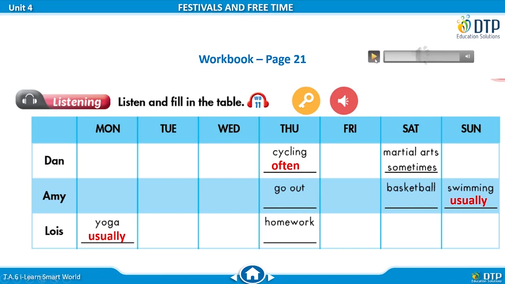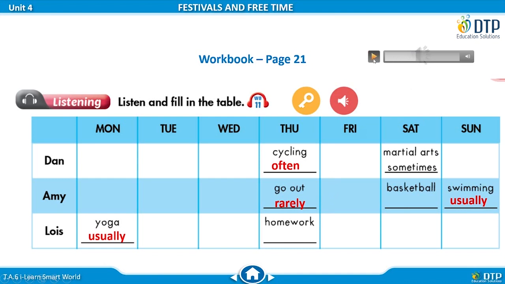5, So, what did she say, Amy? Yeah, rarely go out on Thursday. She said, I rarely go out on Thursday. Now, let's see. What's next?